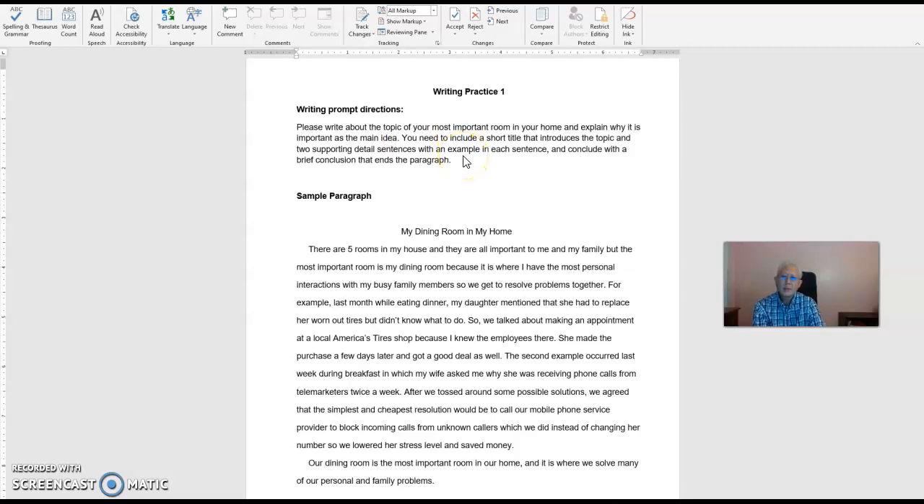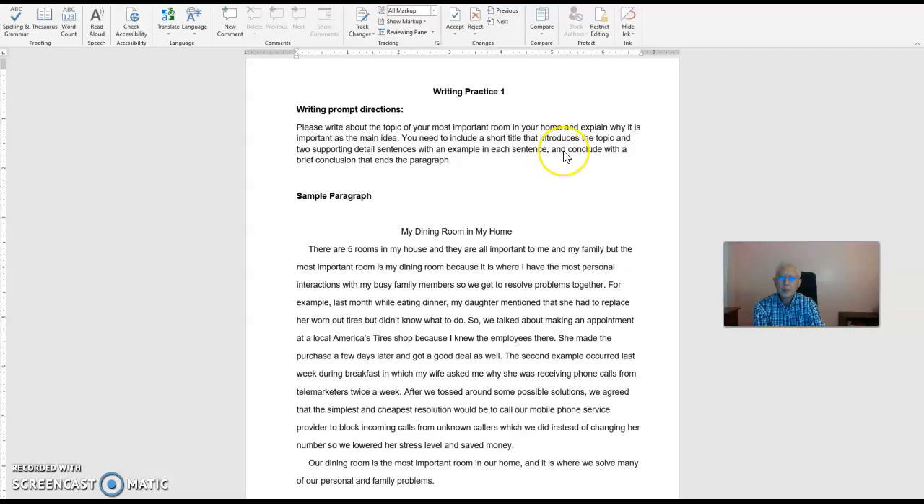Then what follows after that is, once you know what you're going to write about, the topic and why it's important to you, you need to include a short title that is related to the topic and that introduces the topic as well. And also you need to add two supporting detailed sentences with an example in each sentence. This way, the sentences are strong and they each have an example to support the sentences, which in turn support the paragraph.